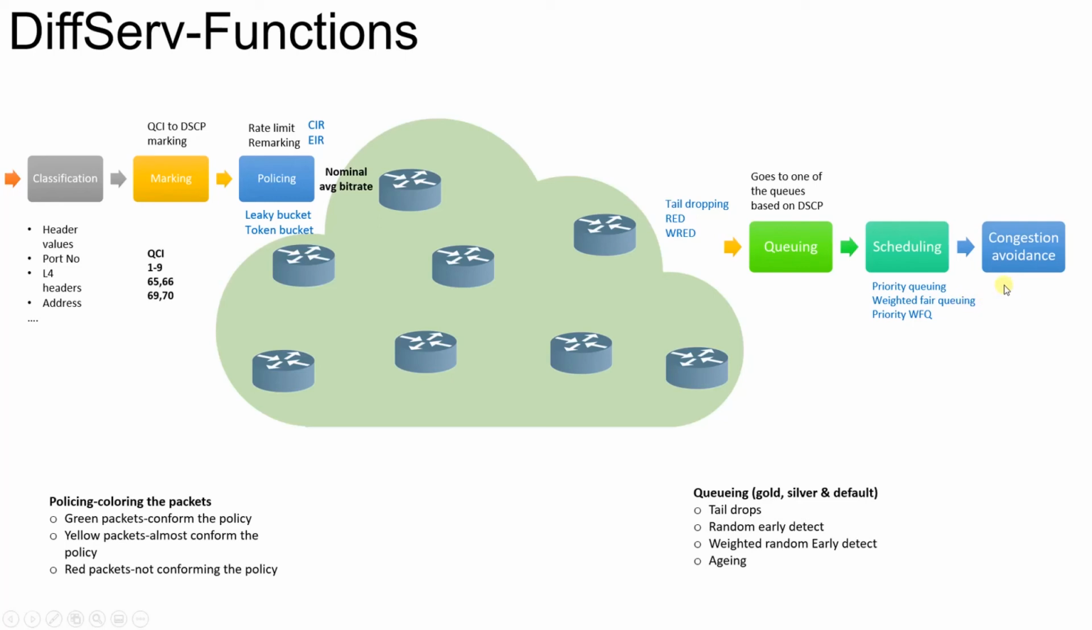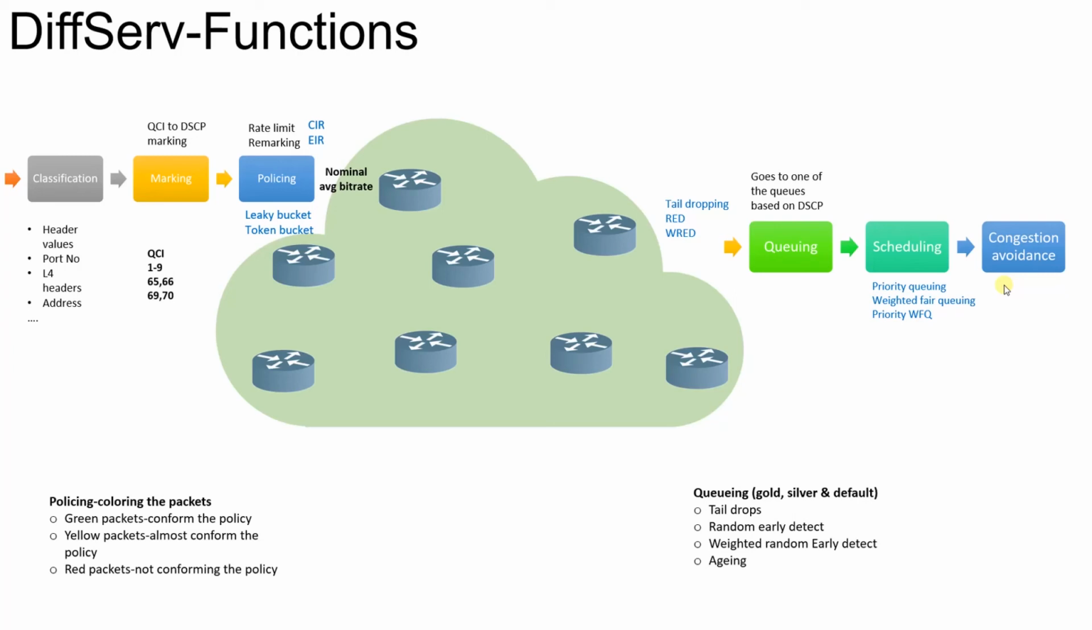And finally, congestion avoidance. Whenever we start dropping packets and queues are full, we send an explicit notification to the sender: hey, please calm down or slow down, I am full. I will let you know whenever there is space in the buffer, and then you start sending the packets. This is called congestion avoidance.